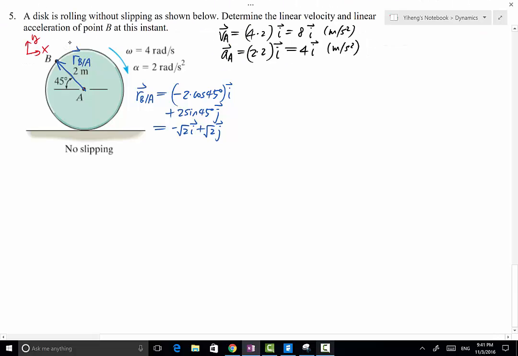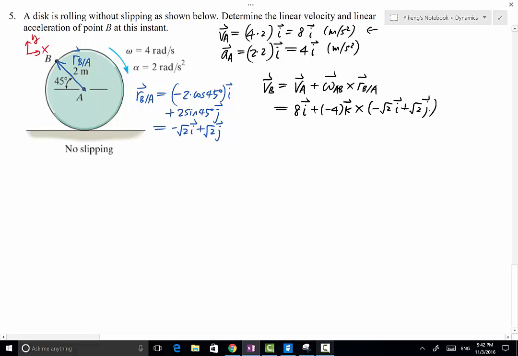Therefore, we're going to write the relative velocity equation: VB equals VA plus omega AB vector cross r B with respect to A. VB is what we're trying to find out. VA is known, 8i from this step. Omega AB, omega is 4, but because it is rotating clockwise, that is actually negative 4k, cross negative square root of 2 i plus square root of 2 j.